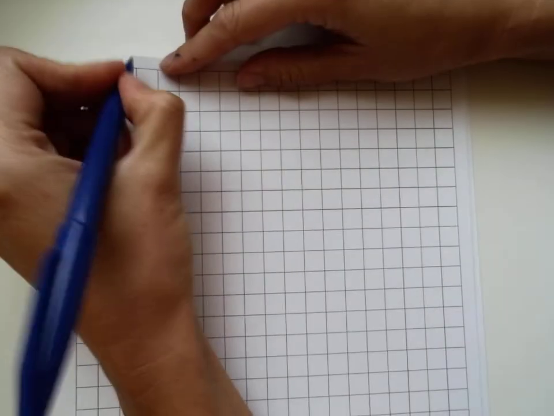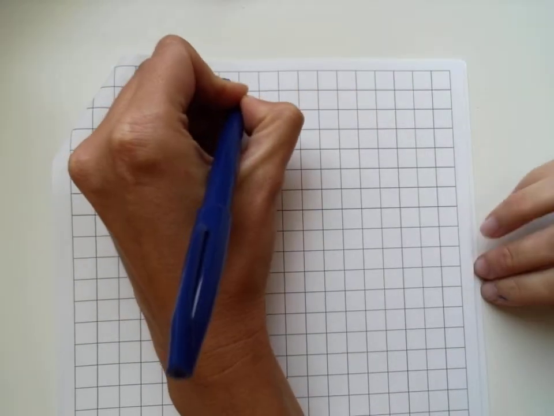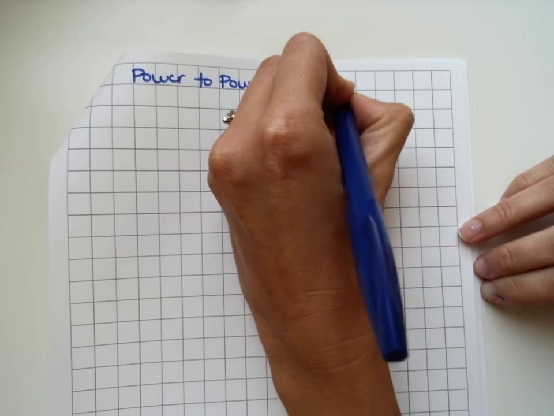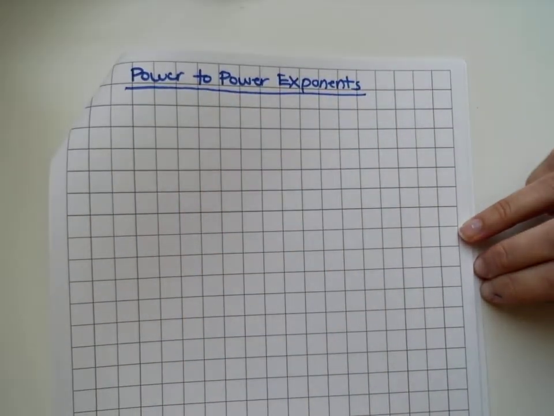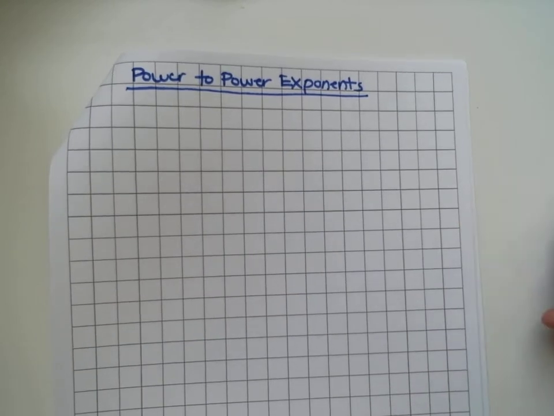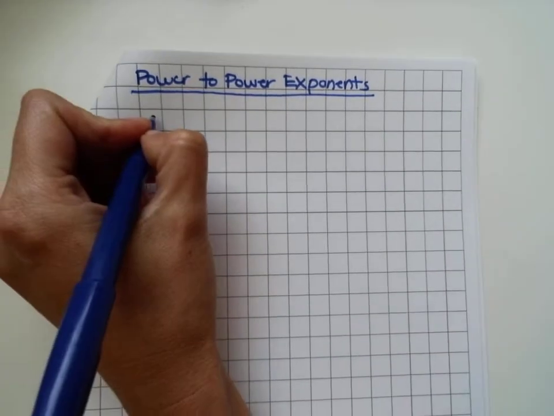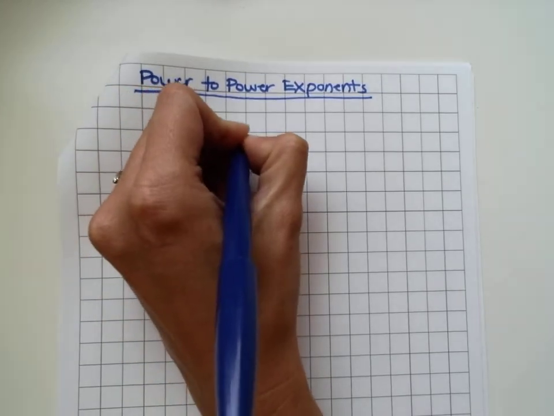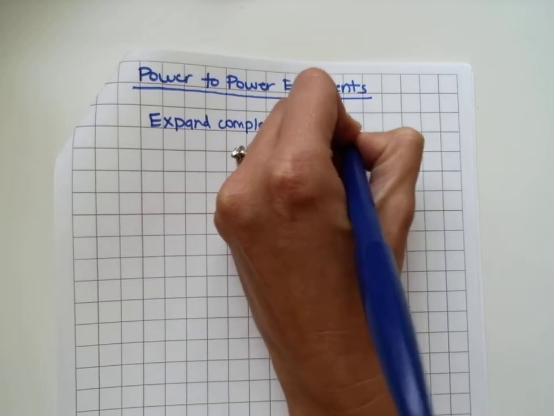So today our topic is power to power exponents. This is what happens when we have a power and we're raising it to a power. And the steps today are just to expand completely, then simplify.